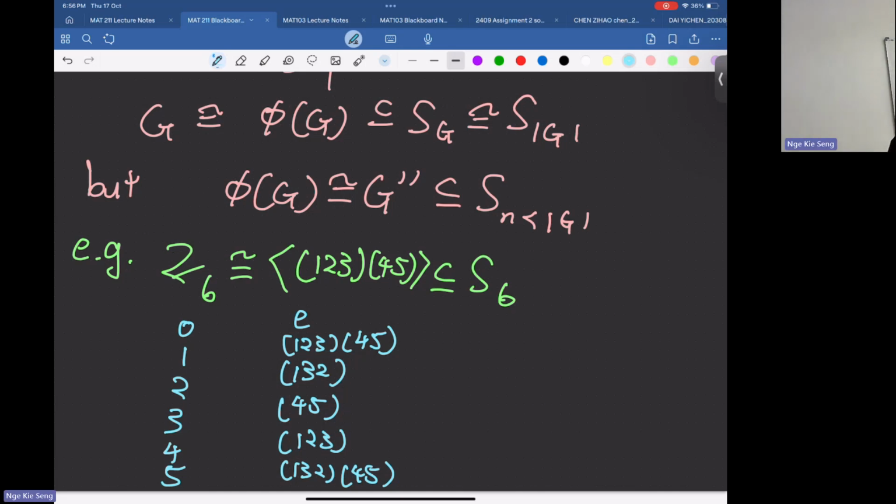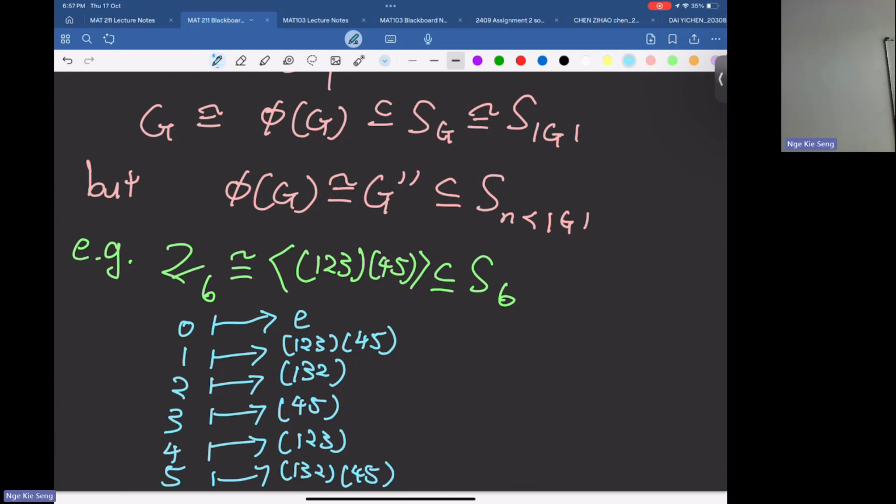The map I'm going to make here is 0 to identity, and then 1 to this element, 2 to this one, and so on. Then you can verify that this is a homomorphism, and it is a perfectly good bijection, because identity goes to identity and everyone has an inverse. The only thing you need to check is group homomorphism.